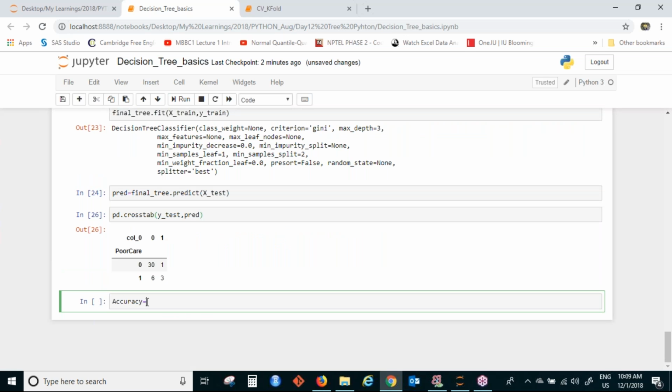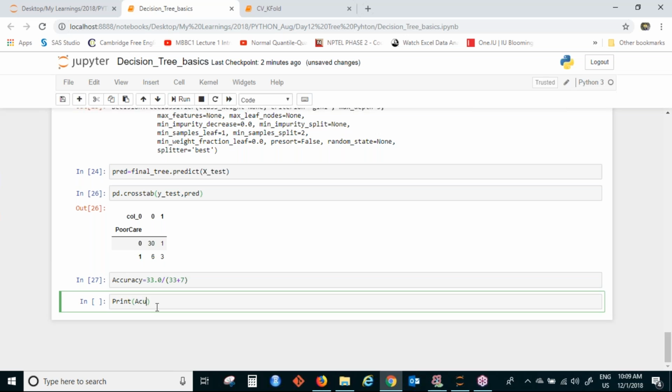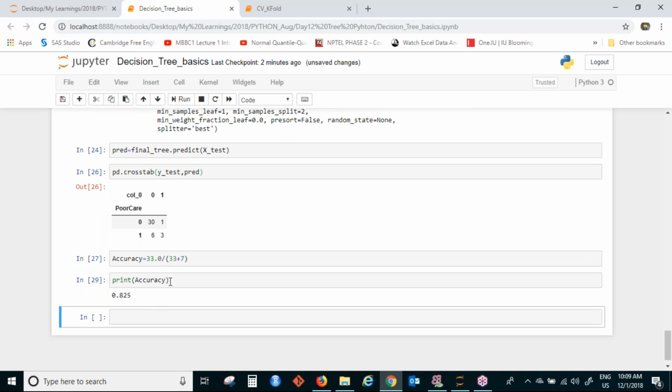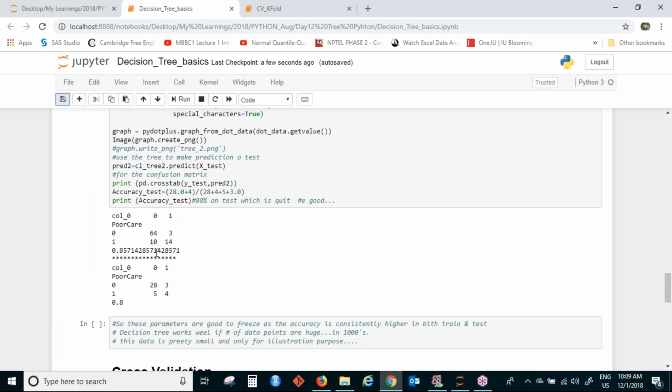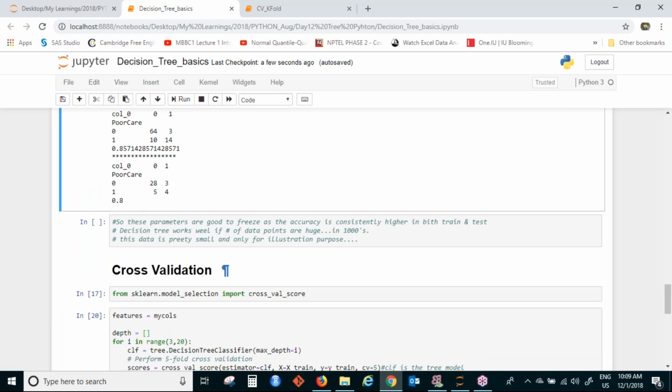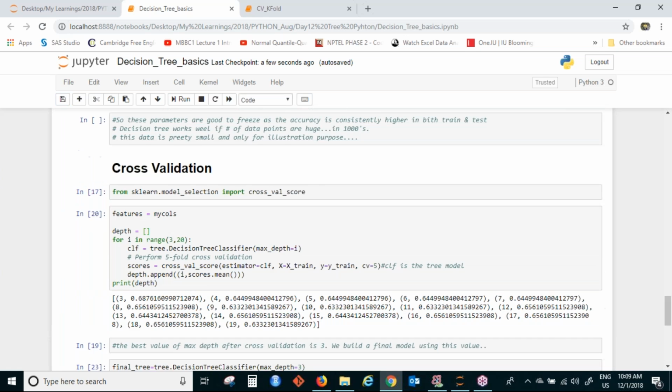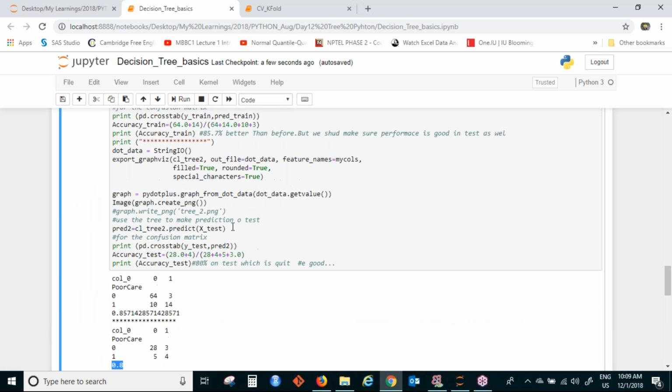I'll check my final accuracy, which will be 33 divided by 33 plus 7. Okay, this is my final accuracy. Print is small p. So 82%. This is my final accuracy that I have got after using cross validation. So if you go back earlier, on the test data I was getting 80% accuracy. Now I have slightly gotten better. I have gotten 82% on the test data. Previously it was 80% on test data because I had not used any cross validation.